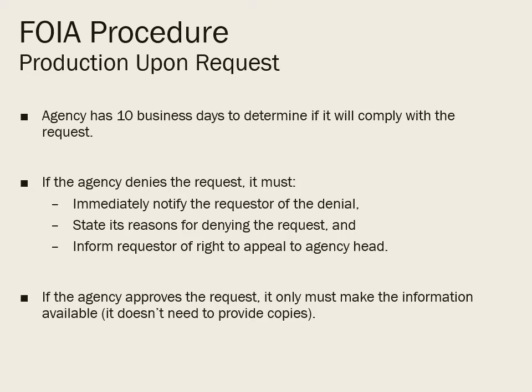The agency also has to explain to the requester why it's denying the request, and that the requester can appeal the denial up through the agency. On the other hand, if an agency approves the request, it just has to make the information available. FOIA does not actually require that agencies provide copies, either hard copies or electronic. Agencies can actually require that requesters travel to the location where the records are kept. But this is pretty rare. Most of the time, agencies will provide electronic documents.